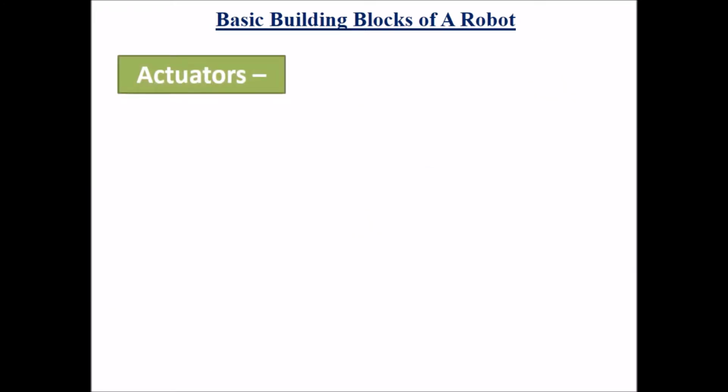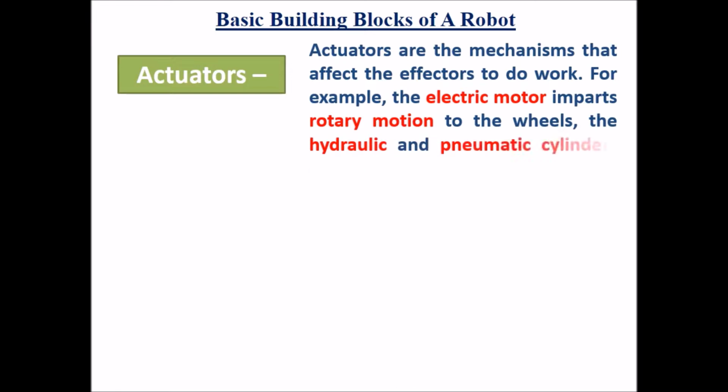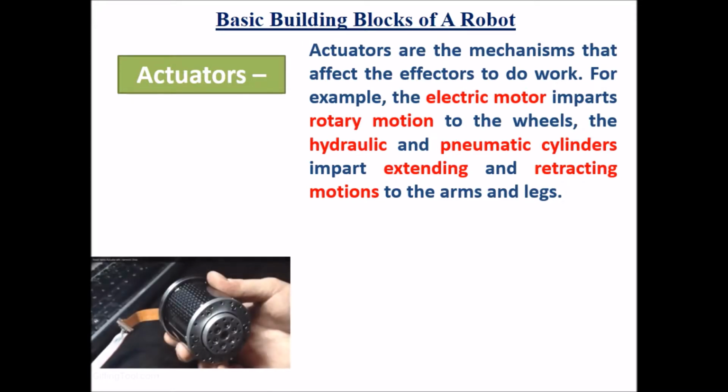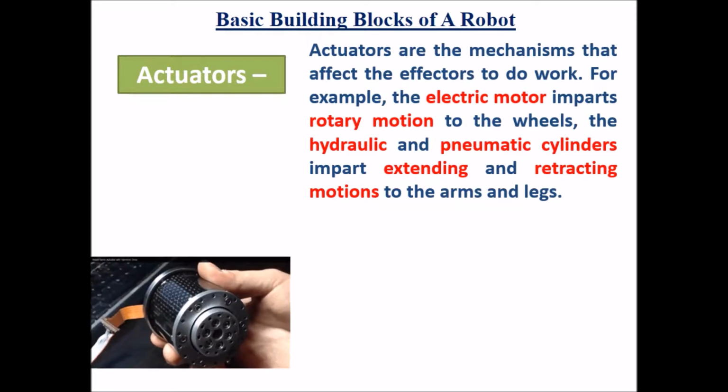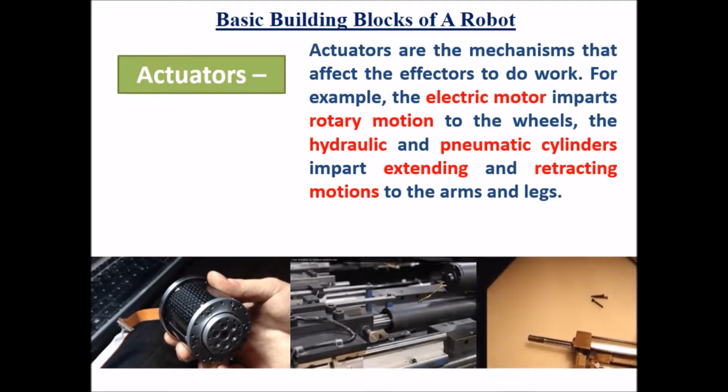Actuators. Actuators are the mechanisms that affect the effectors to do work. For example, the electric motor imparts rotary motion to the wheels, the hydraulic and pneumatic cylinders impart extending and retracting motions to the arms and legs. This shows a DC servo motor, providing rotary motion. The next two images show hydraulic and pneumatic actuators providing linear motion.